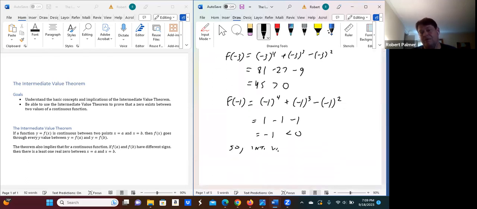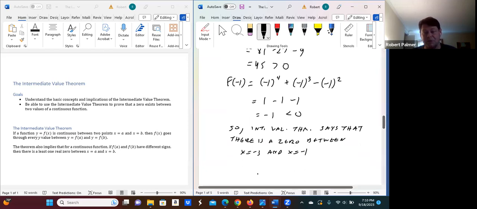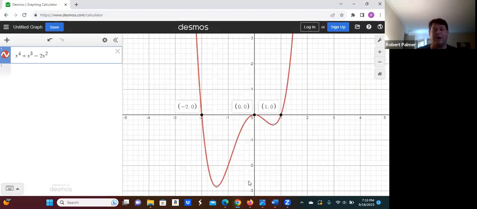Okay. So the intermediate value theorem, IVT, just to abbreviate that, says that there is a 0 between x equals -3 and x equals -1. Once again, it could be more than 1. We know there's at least 1. So let me bring the picture back. Okay, and we can see right here is at -2.